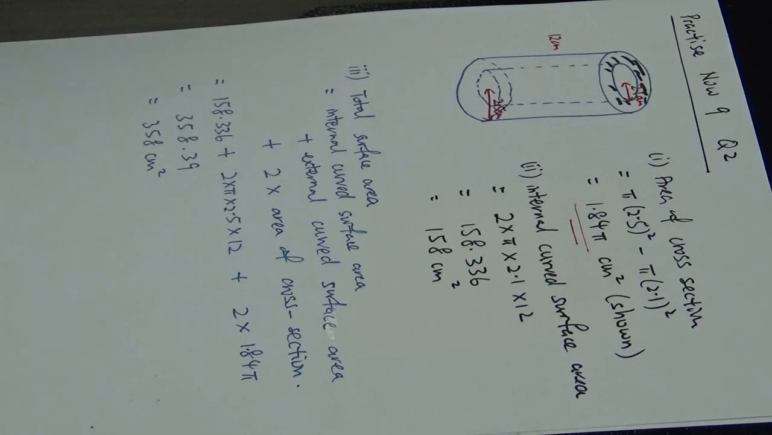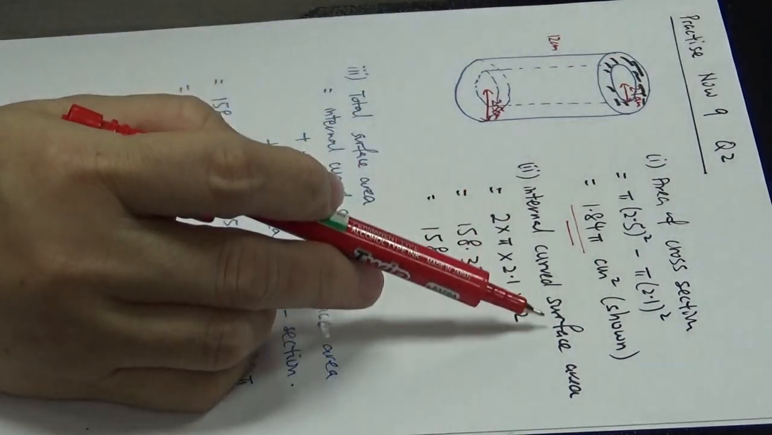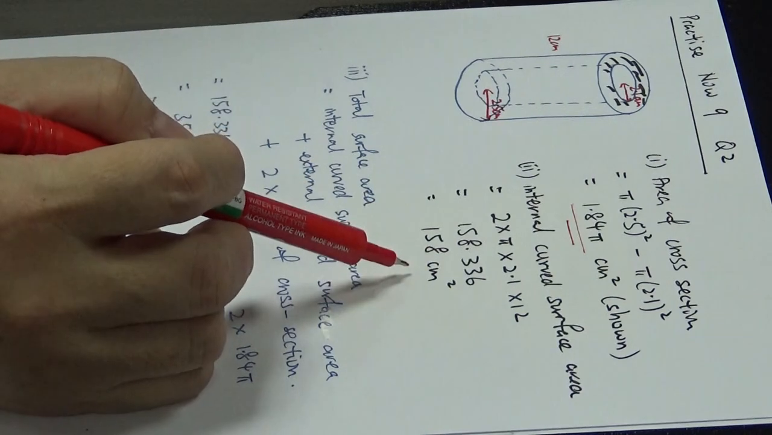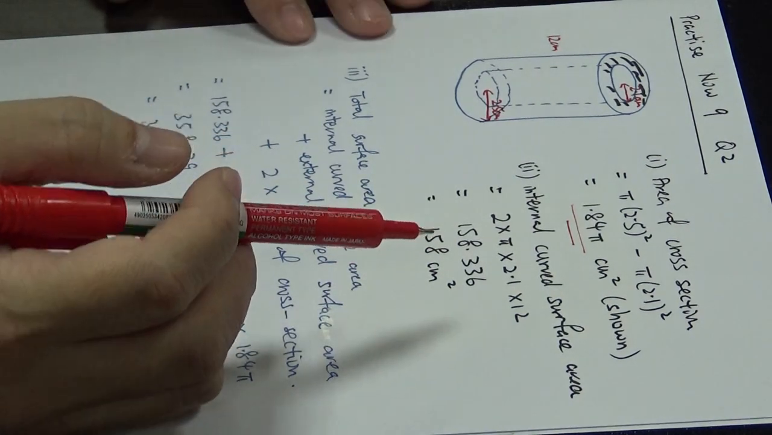Now, next, find the internal curved surface area of the pipe. Internal means this small one. Internal curved surface area is 2 pi rh. So we substitute in, we'll be able to get the answer. Okay? Now, final part.